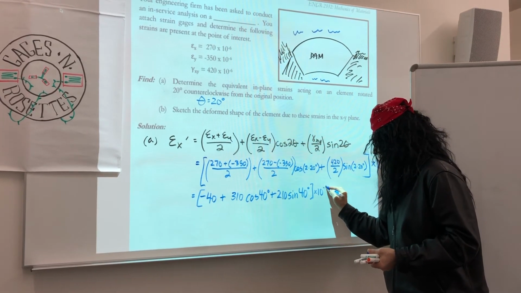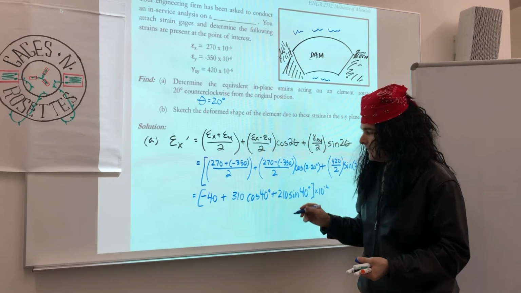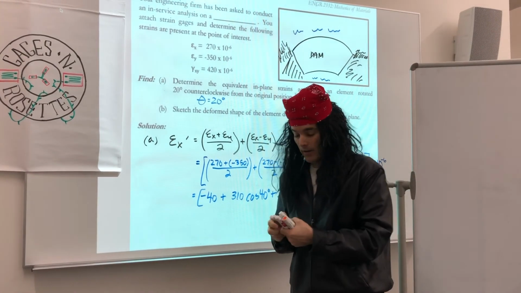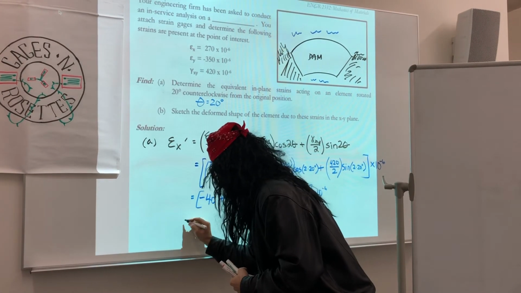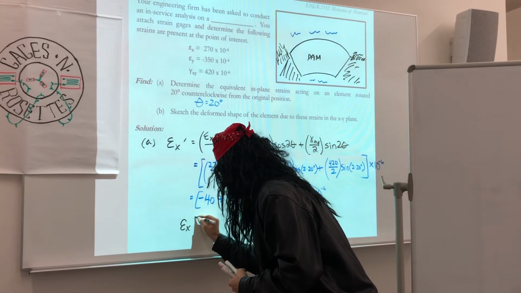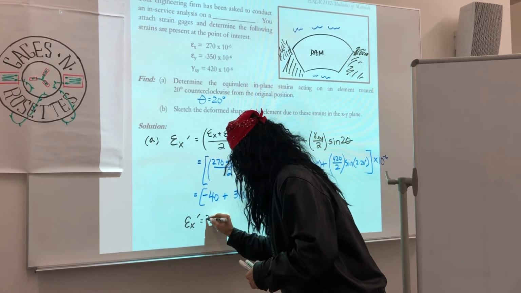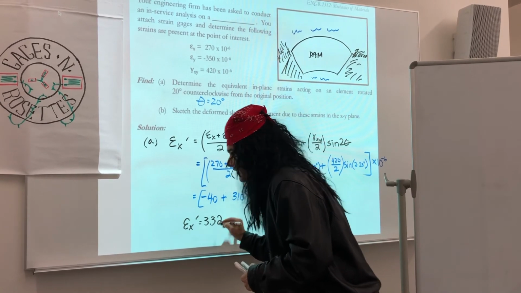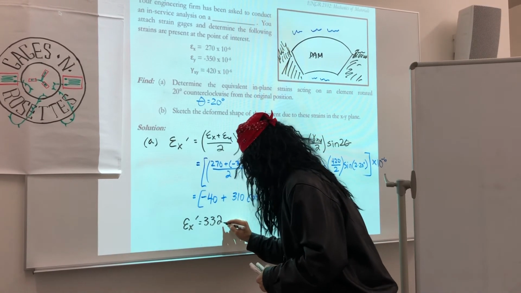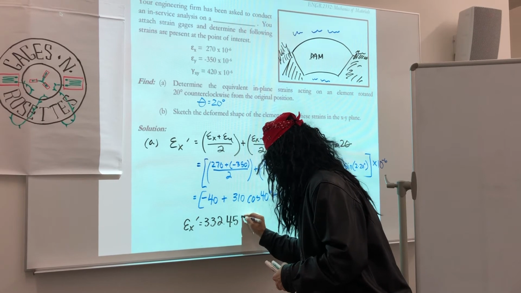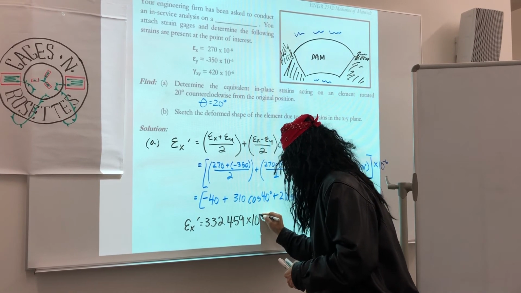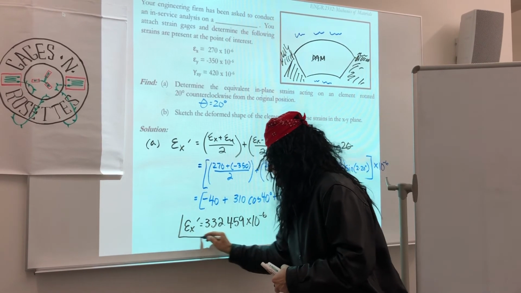All times 10 to the minus 6. Then we can go through and do this math. You should solve that epsilon x prime equals 332.459 times 10 to the minus 6.